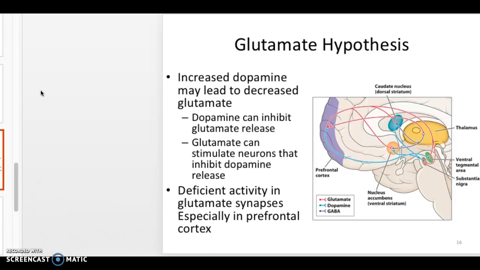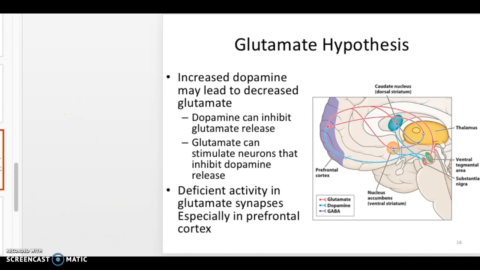What we see is that people who have schizophrenia also have deficient activity in the glutamate synapses, especially the prefrontal cortex. And that's also what's happening with PCP. We can explain why the PCP drug interaction happens.